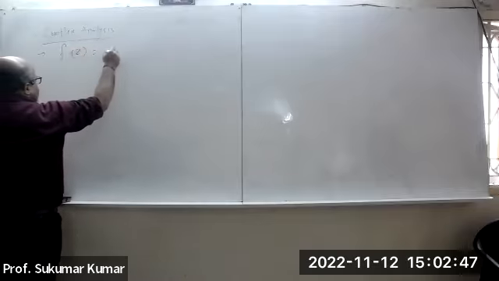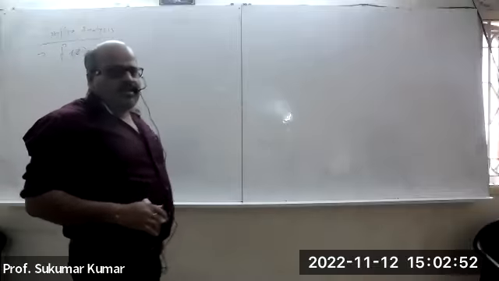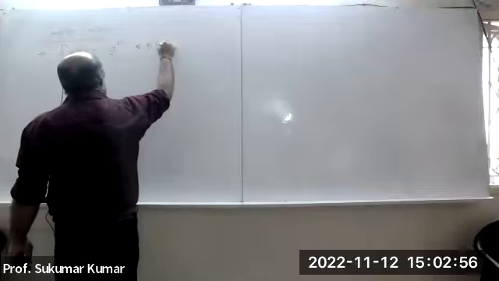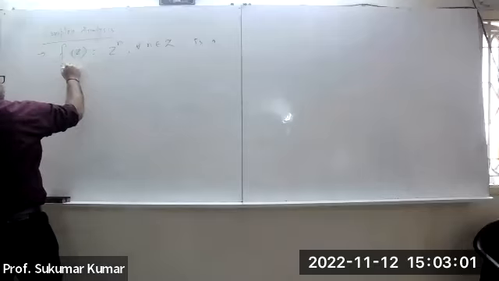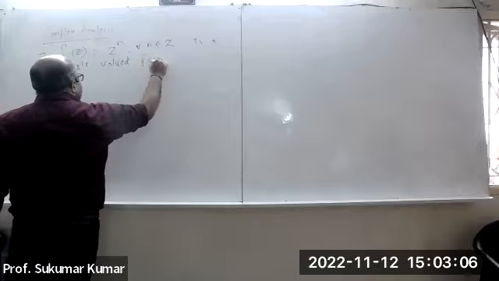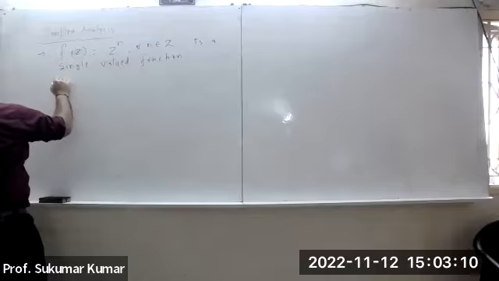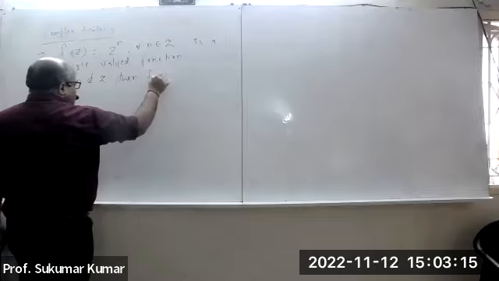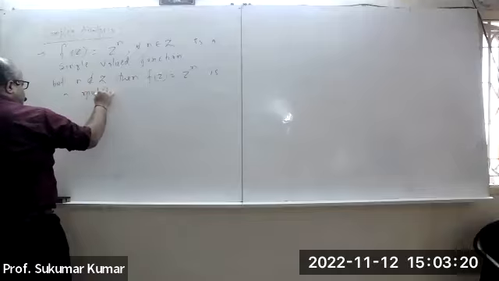f(z) is equal to z power n. If n is a natural number or an integer, in both cases it is a single valued function. For all n belonging to the integers it is a single valued function. But if n is any real number not belonging to the integers, then it is a multiple valued function.